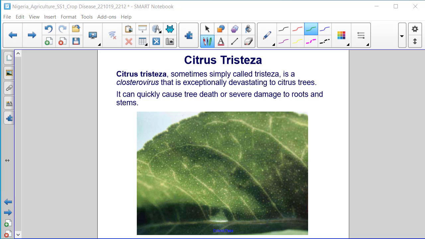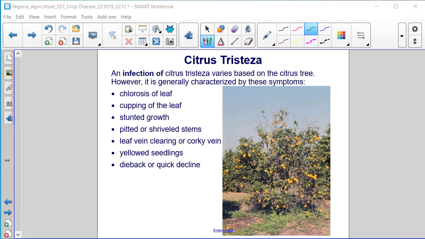Citrus Tristeza. Citrus Tristeza, sometimes simply called Tristeza, is a closterovirus that is exceptionally devastating to citrus trees. It can quickly cause tree death or severe damage to roots and stems. An infection of Citrus Tristeza varies based on the citrus tree. However, it is generally characterized by these symptoms: chlorosis of leaf, cupping of the leaf, stunted growth, pitted or shriveled stems, leaf vein clearing or corky vein, yellowed seedlings, dieback or quick decline.